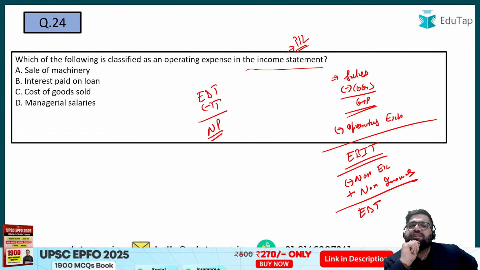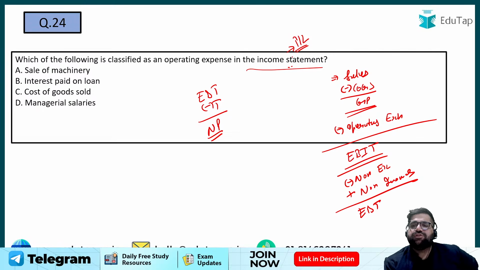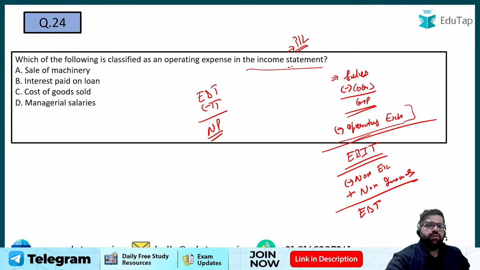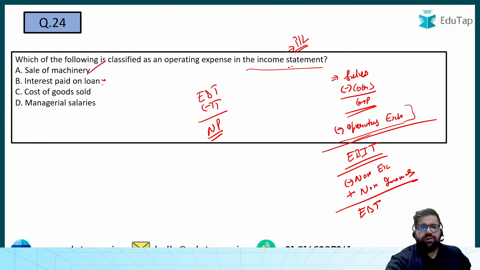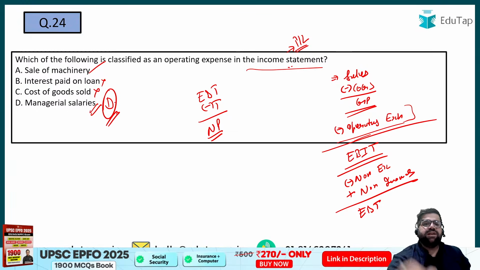Now the question is asking you what? Which of the following is classified as an operating expense in income statement? So operating expense comes in this part, right? Sale of machinery, no. Interest paid on loan, no. Cost of goods sold, no. Managerial salaries, yes. So the answer will be option number D.